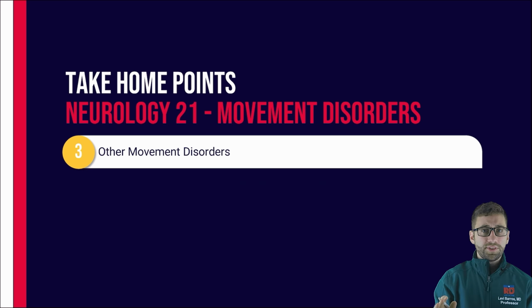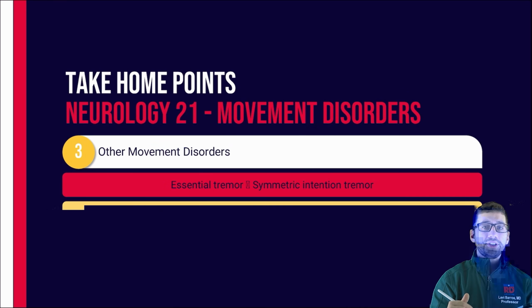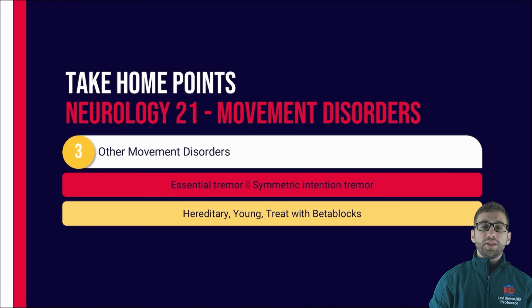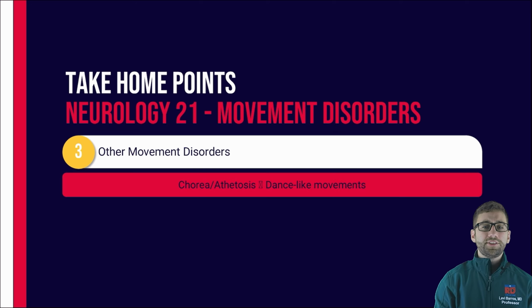Essential tremor is a symmetric intention tremor that occurs during voluntary movement. It is often hereditary and affects younger individuals. Treatment typically includes beta blockers. Now, chorea and athetosis involve dance-like involuntary movements, often affecting the body and the fingers. These movements can be seen in conditions such as rheumatic fever and Huntington's disease.